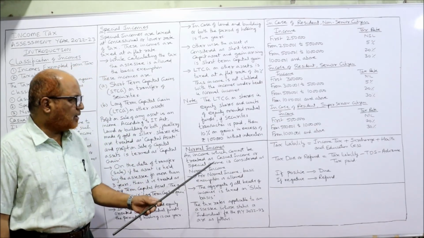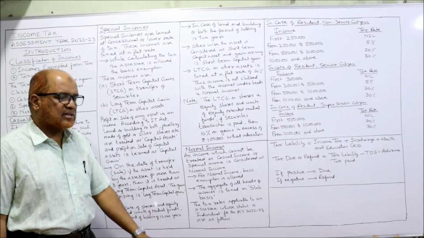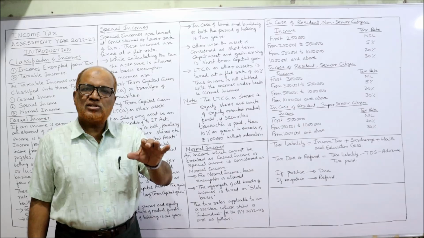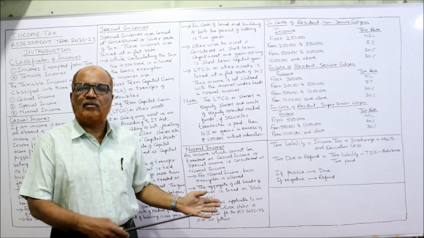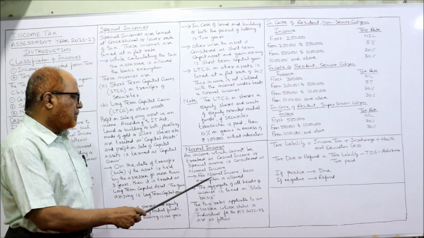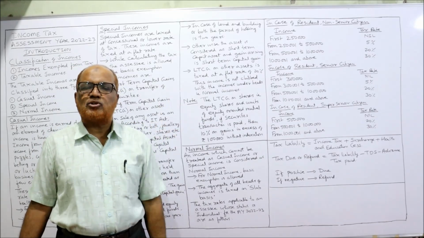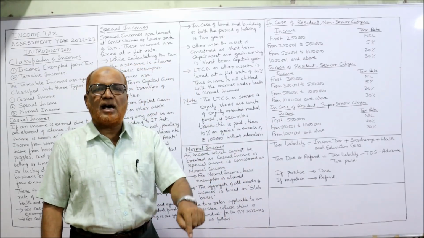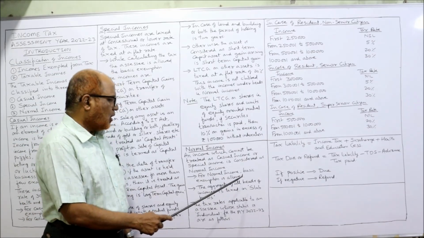Lastly, normal income. An income which cannot be treated as casual income or special income is considered normal income. Very easy. You have to check. If it is not a casual income and not a special income, then definitely it will be called a normal income. For normal income, basic exemption limit is allowed. First condition, no basic exemption is allowed for casual income. Basic exemption is allowed for special income and basic exemption is allowed for normal income.